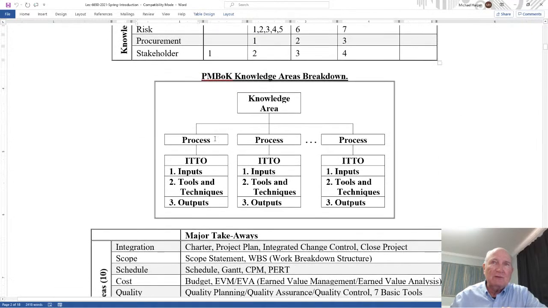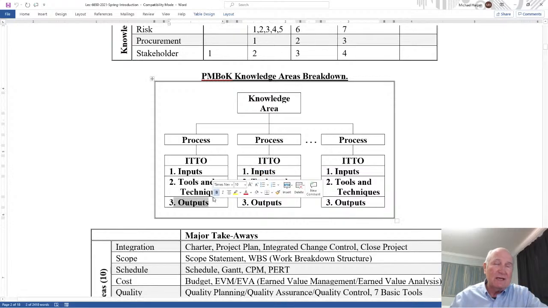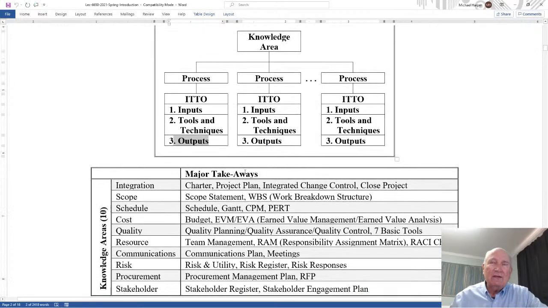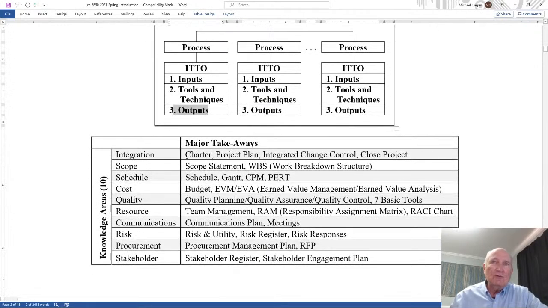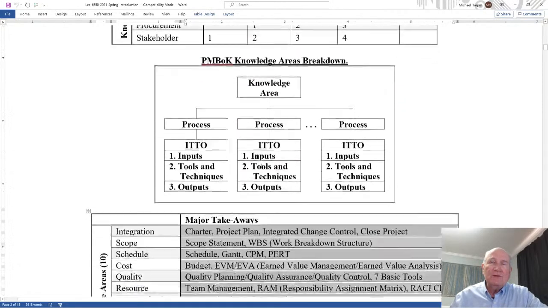So each will have different numbers of processes, but under each process there will be inputs, sometimes 1 or more. There'll be tools and techniques, and this is what we'll pull out in this course. And then there'll be outputs, and that's the goal, that's the takeaways. And then down here, some of the takeaways or goals will be a charter, project plan, change control, scheduling, Gantt charts, communication plans, risk analysis. Here are some of the takeaways that we will focus on in this course. Okay, so there's an overview.